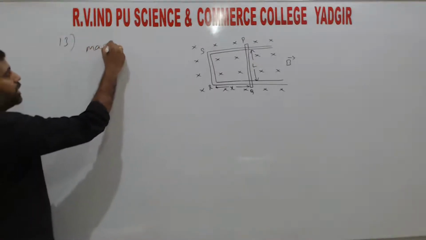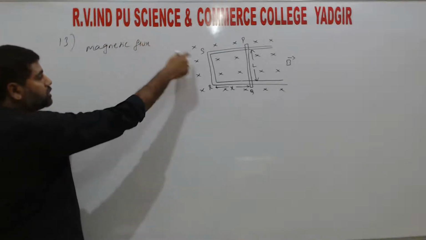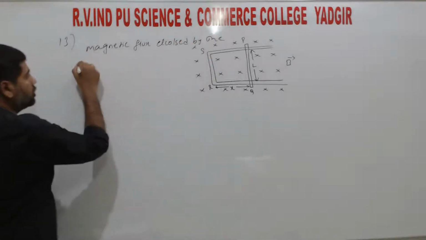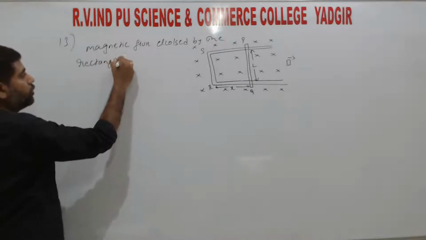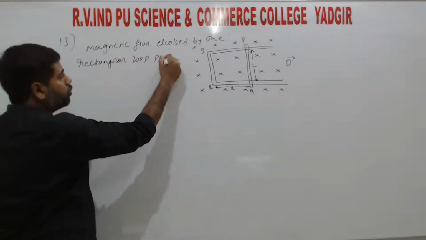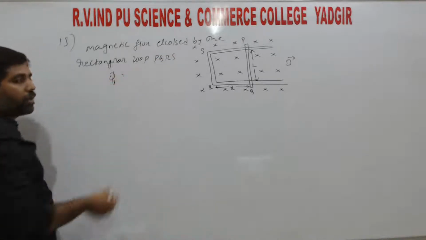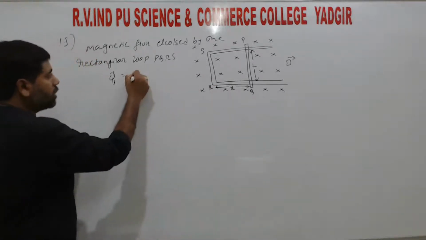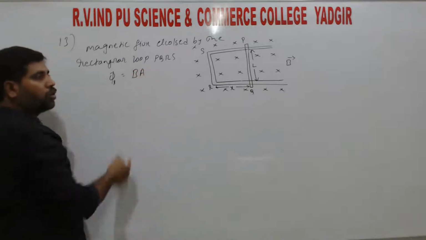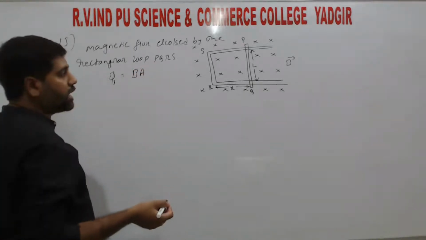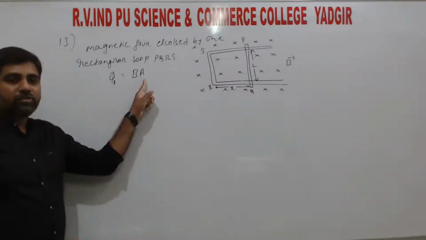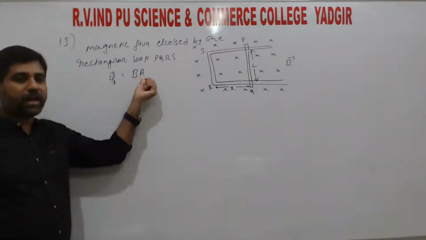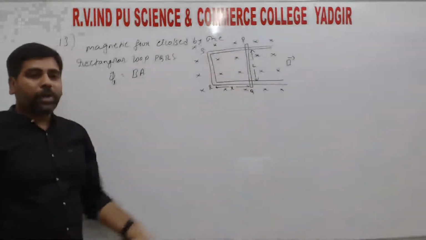So that is the magnetic flux. Which flux? The magnetic flux enclosed by the rectangular loop PQRS, that is phi. From the definition of flux, that is equal to BA cos theta, where B is the magnetic field and A is the area of the loop. Here theta is the angle between the magnetic field and the area element. Theta is 0 degrees, so cos 0 is 1. So phi B is equal to B into A, where A is the area of the rectangular loop PQRS.